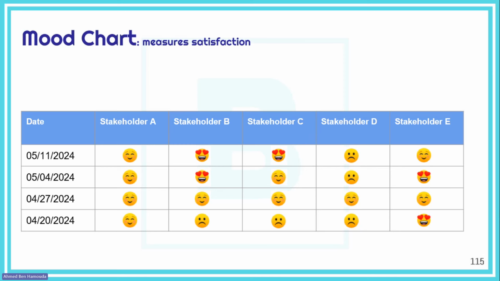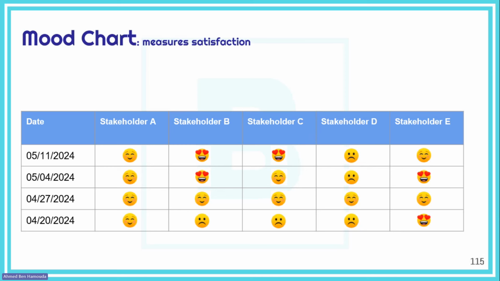Now, this is just a mood chart that we really use in our projects. Usually in our projects, every month we send a survey to our project stakeholders. The survey has 3 to 5 questions, and that survey will automatically measure the satisfaction level of each stakeholder with the current progress of the project. You need to measure that in your project. You need to understand and know the satisfaction of your project stakeholders.